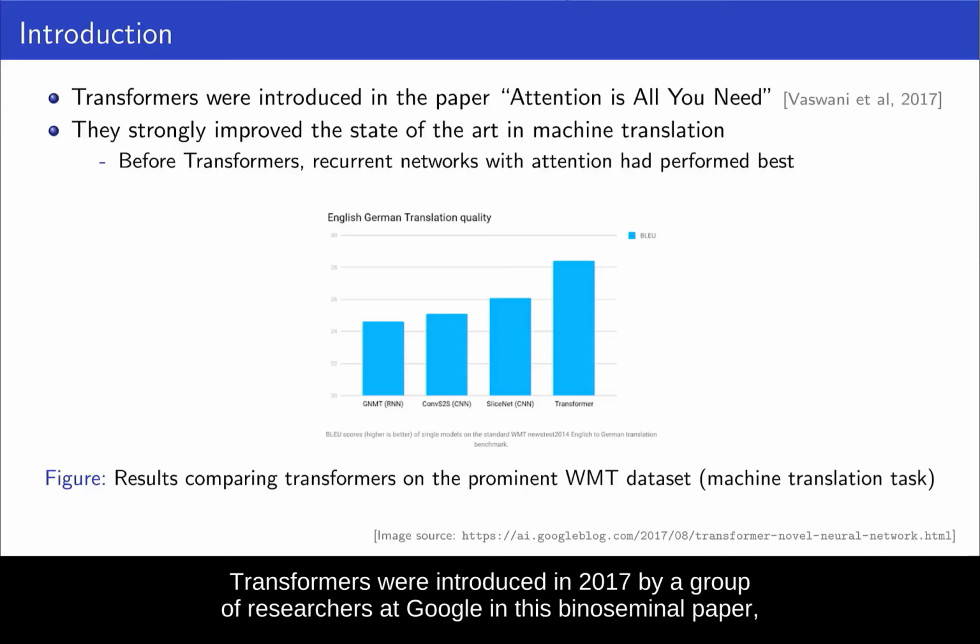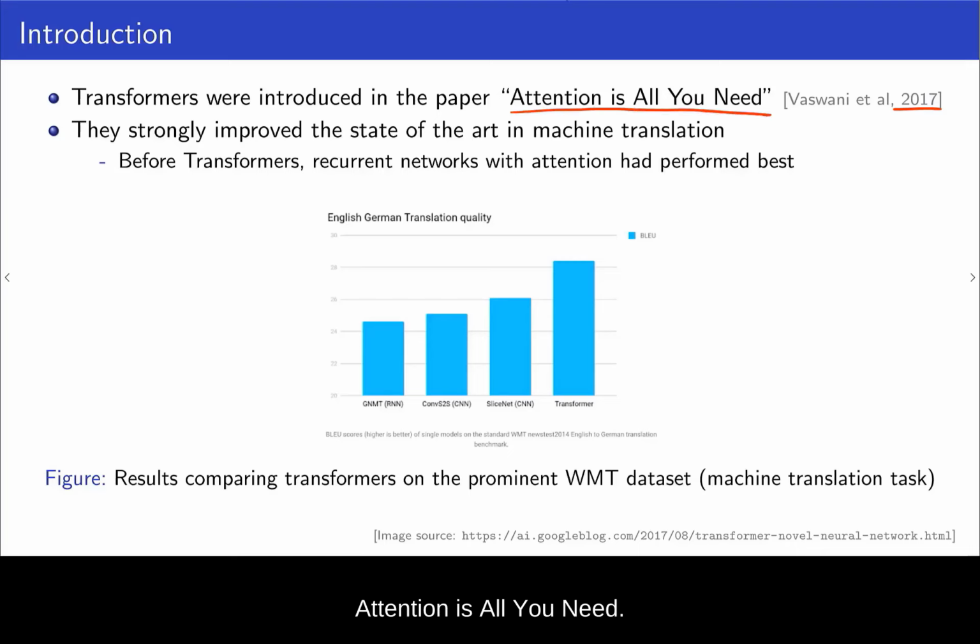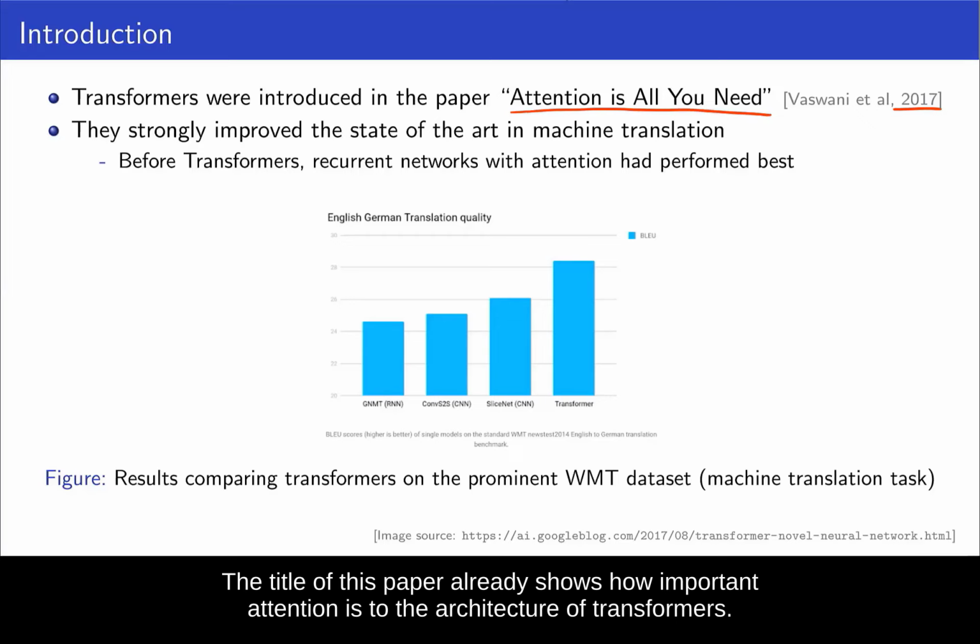Transformers were introduced in 2017 by a group of researchers at Google in this by now seminal paper, Attention Is All You Need. And the title of this paper already shows how important attention is to the architecture of transformers.